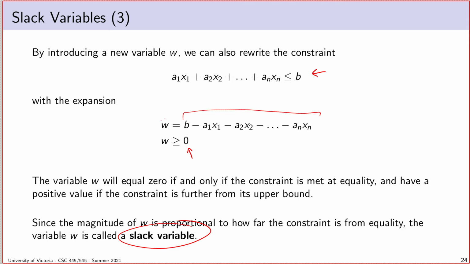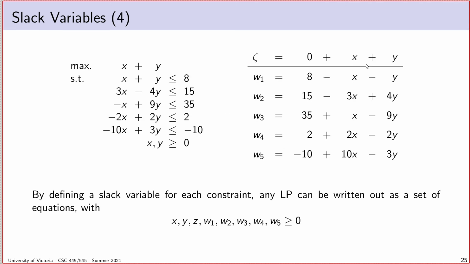The slack variable W is going to equal 0 if and only if the constraint is met at equality. And W will have a positive value if the constraint is feasible but is not met at equality. So if this is strictly less than the value B, then the value of W will be positive. And under no circumstances, if the constraint is met, will W be negative. I can do this for all of the constraints in the linear program.